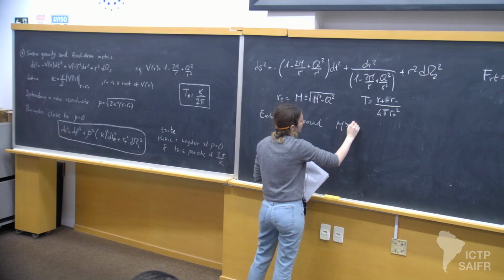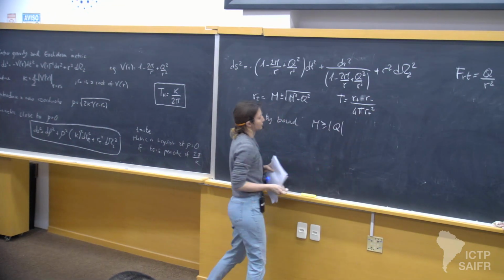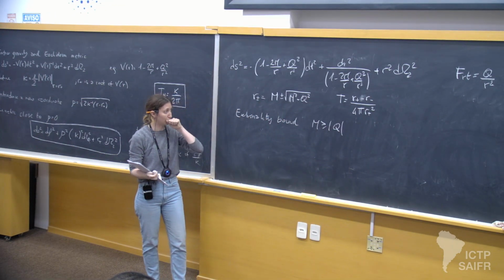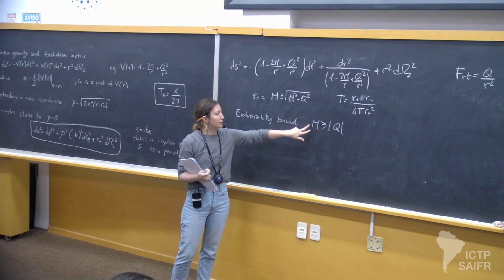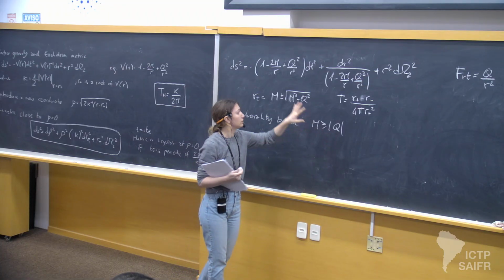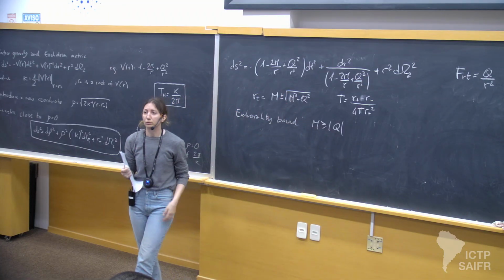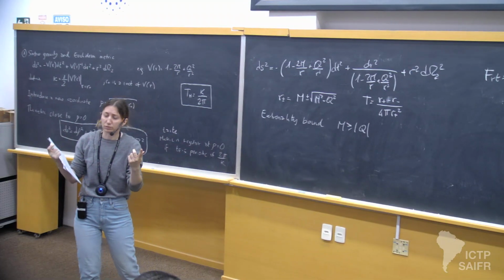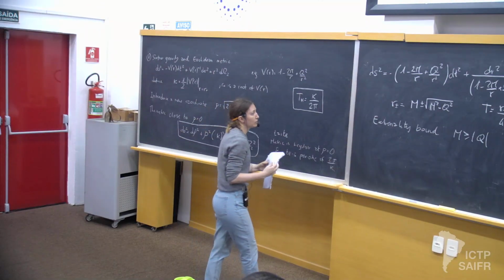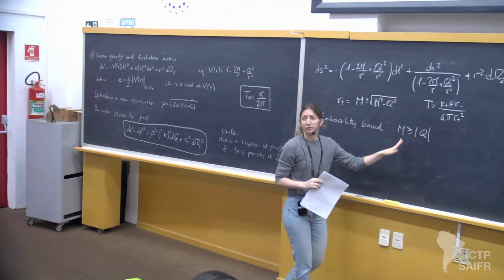It says that m should be greater or equal than the absolute value of q. So it means, sorry, if you have that the mass is greater or equal than the absolute value, the thing under the square root is positive. So you have two non-coincident horizons. So one might wonder what happens if this bound is saturated.